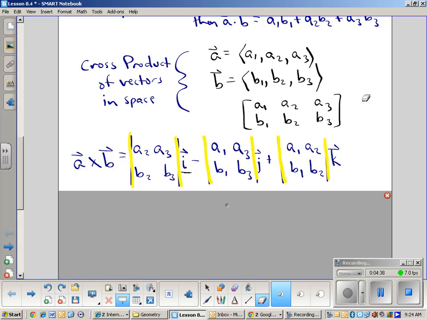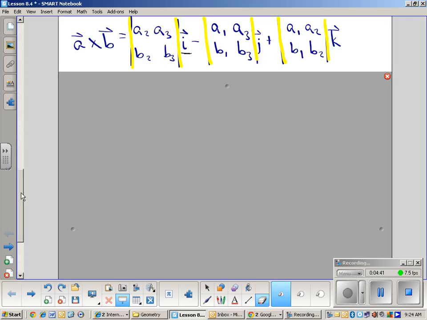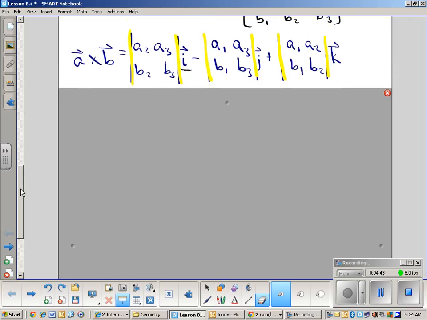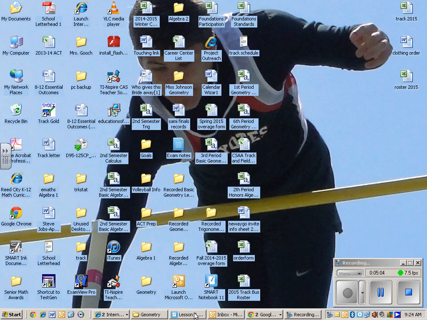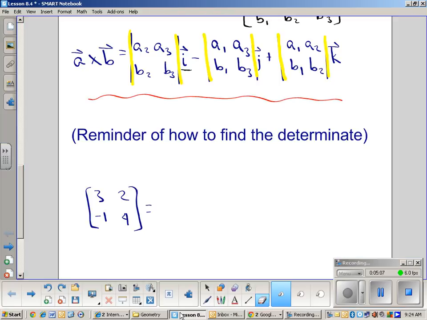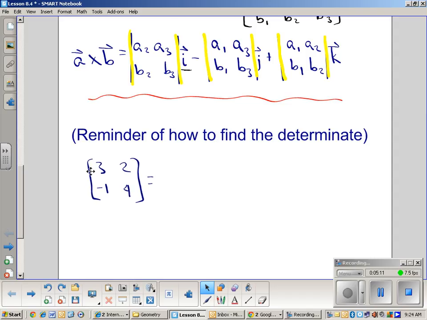All right, let's move down a little bit. I think we have one to practice here. Just a simple one: find the cross product of these two. Actually, let me clean this up. Let's find the determinant of this.